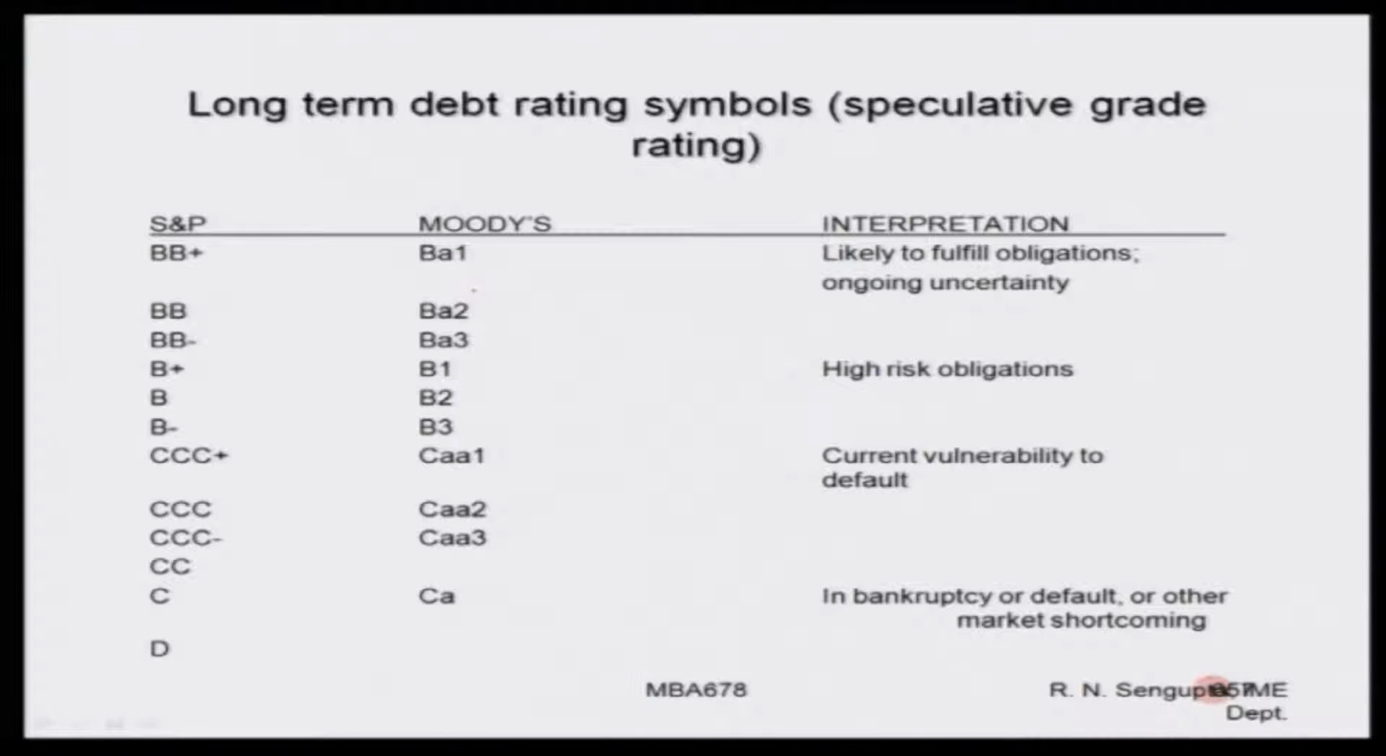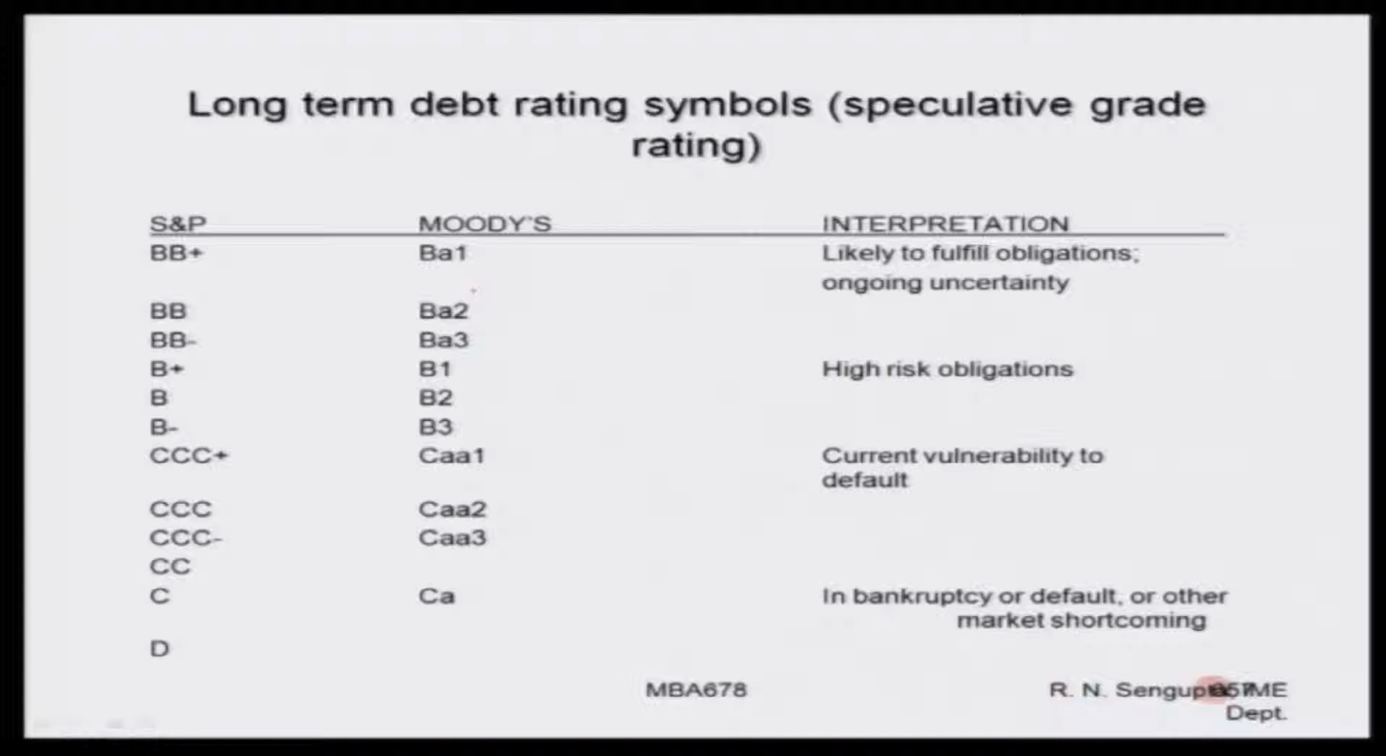And if you continue, you have the S&P and the Moody's again in the first and the second column given by BB plus, or correspondingly BA1, then BB, which is BA2, and so forth. Then it goes to CCC plus for S&P, and CAA1 for Moody's. The last ones in S&P are CCC, CCC minus, double D, and the corresponding ones are CAA2, CAA3 and CA. If you see the interpretation, here the level of confidence is decreasing and the level of risk is increasing.